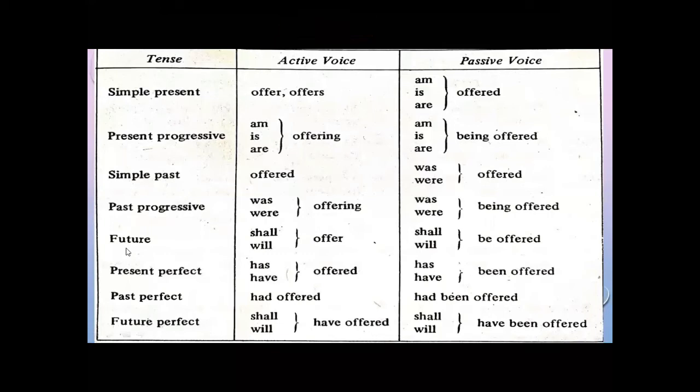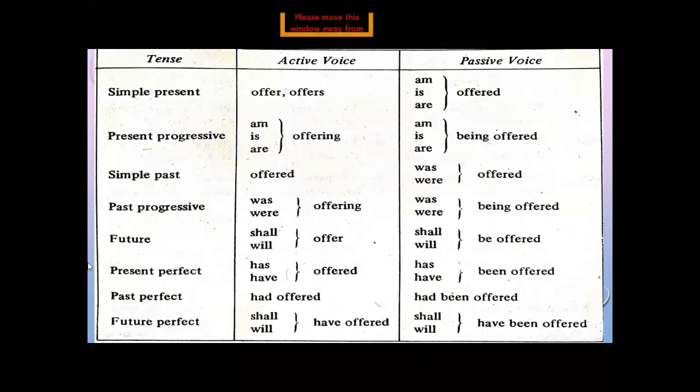Then simple future tense. We use shall or will as the auxiliary verb and the first form of the verb. When we change into passive voice, will be or shall be is the auxiliary verb of the passive voice, just like I will be offered, he will be offered, or they will be offered.